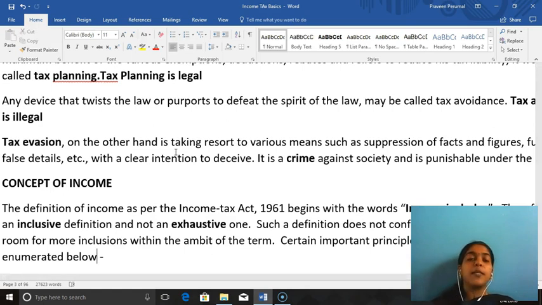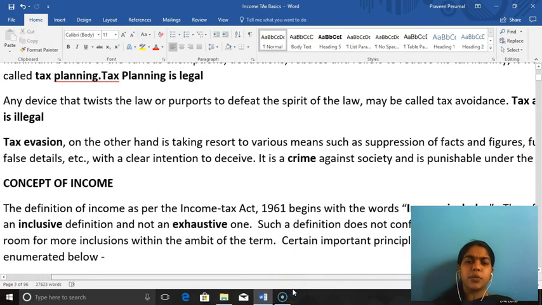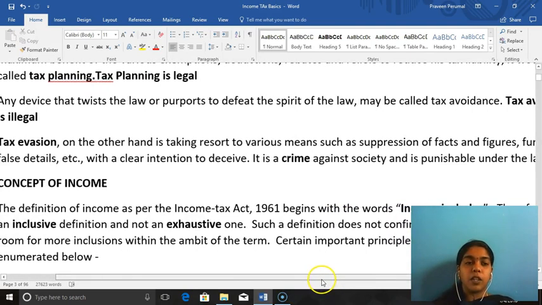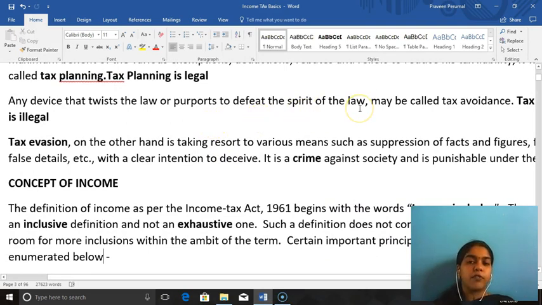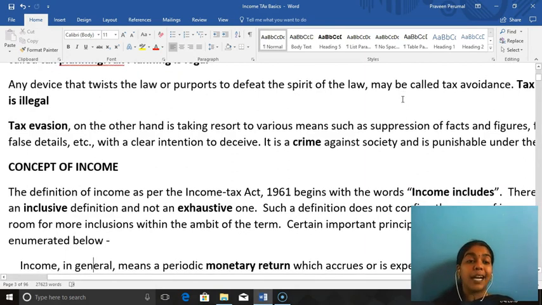Next, any device that twists the law or purports to defeat the spirit of the law may be called tax avoidance. So tax avoidance is illegal. Next is tax evasion, on the other hand, which is taking resort to various means such as suppression of facts and figures and furnishing false details with a clear intention to deceive. It is a crime against society and is punishable under the law. With tax avoidance, there is a loophole in the law, and that loophole is identified, and the very purpose of that law being enacted is defeated when people start using that loophole. This is called tax avoidance, and tax avoidance is illegal. There is a loophole which the assessee is using to his benefit, and therefore the government's intention is being defeated, so tax avoidance is illegal, and tax evasion is a crime against society and punishable under the Act.